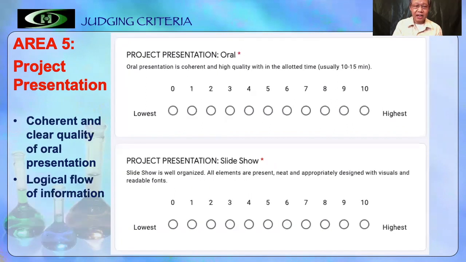And then the last area would be on presentation. Again, this is not about content. This is purely about how they presented the whole project. And basically, it comes in two parts. Their oral presentation, which is basically how they presented their video. Did they cover enough information? Were they speaking loud enough? And the quality of the actual presentation itself. Was there enough information there? Was it organized well? So when they did their presentation, you get a full story of what their research is all about. So those are the 5 areas that you want to evaluate on.